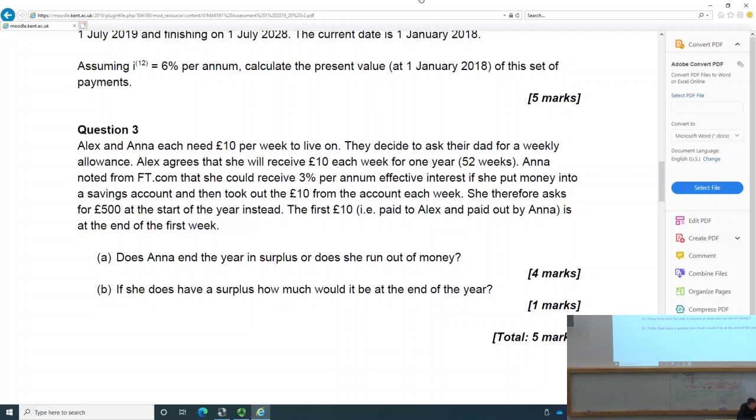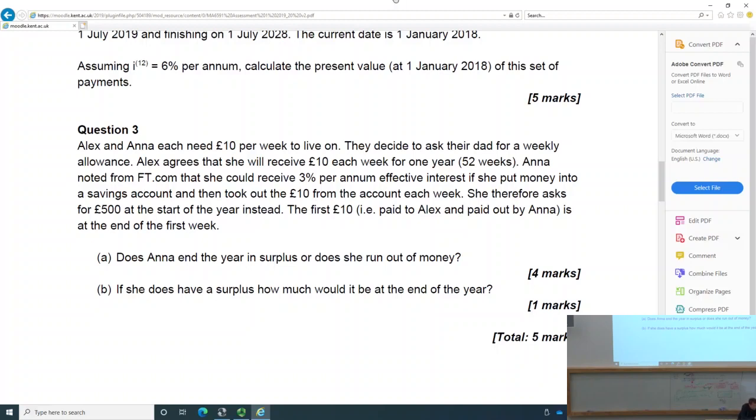The first £10 paid to Alex, but paid out by Anna, is at the end of the first week. Okay. So they both need £10 at the end of each week. One is going to receive it as she goes along, and the other one is going to have a lump sum up front and then gradually run that down.